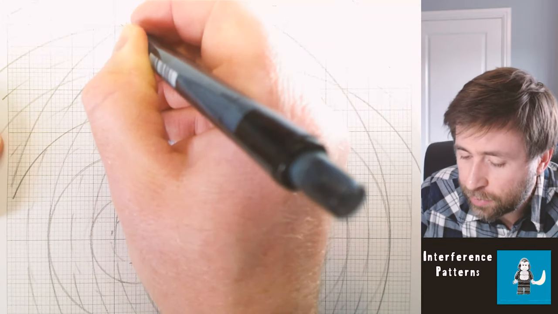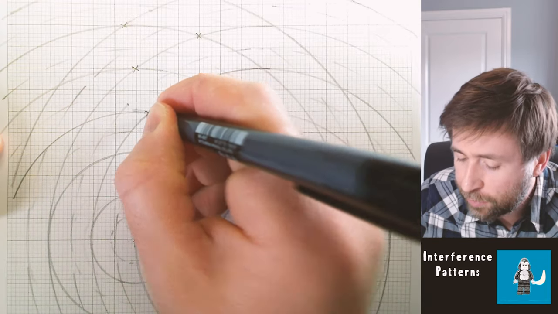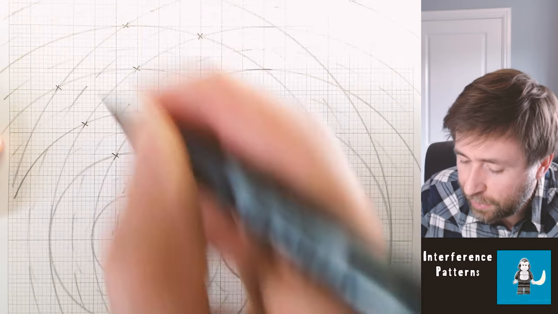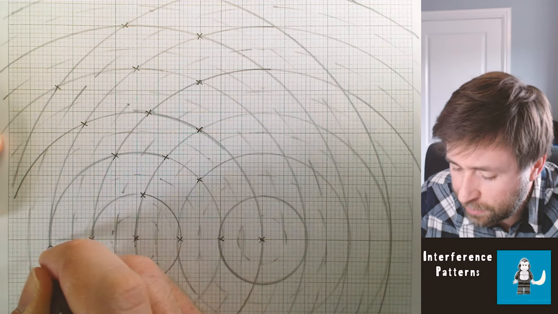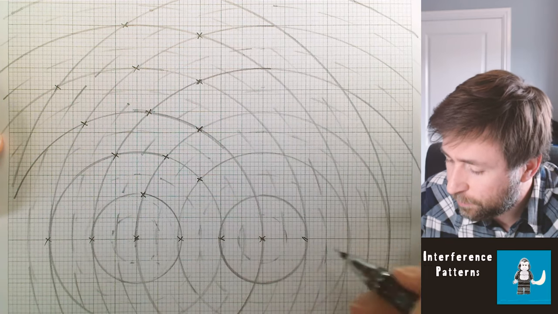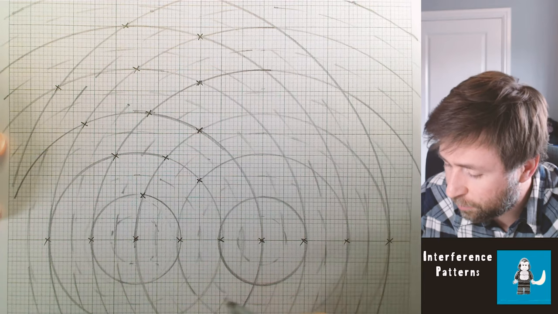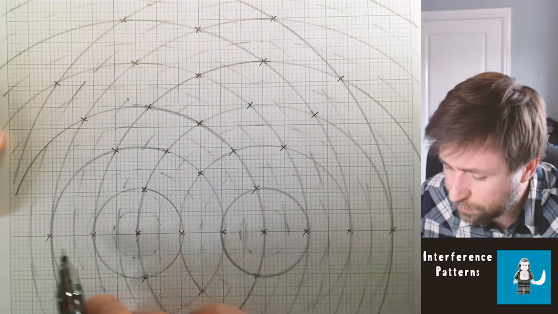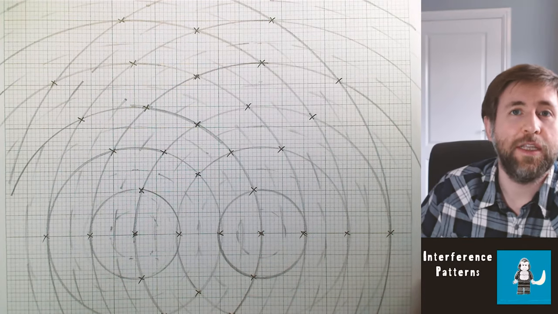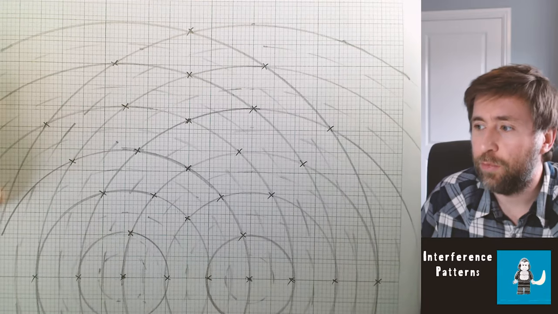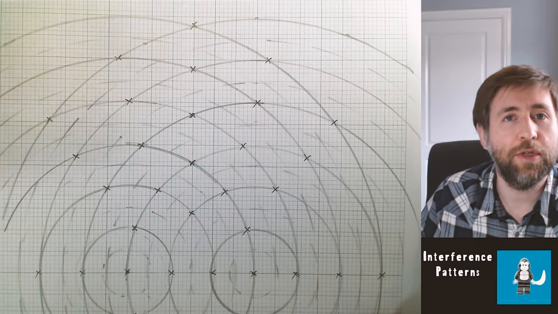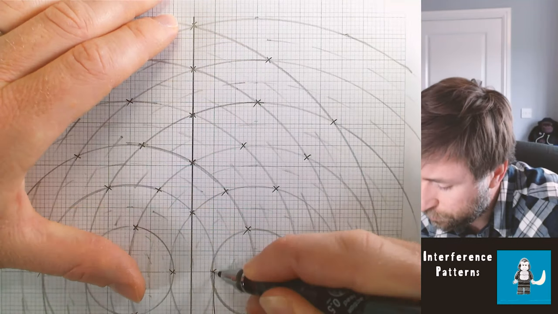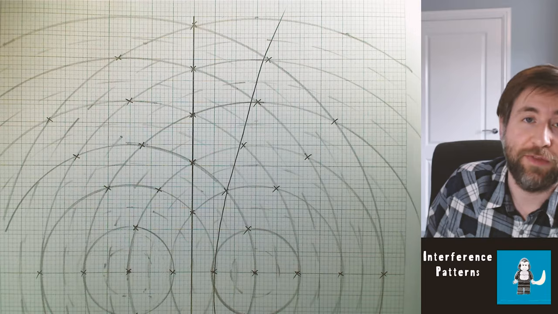So I'm just going through my whole diagram and finding all those points where we have the solid line, the peaks if you like, matching up at the same point in space with peaks. I can do it behind the diagram as well a little bit. Okay, so that's all of those. Now I'm going to join those up with a solid line to indicate all of the points where I have constructive interference. And this is a little bit like drawing a line of best fit on a graph.